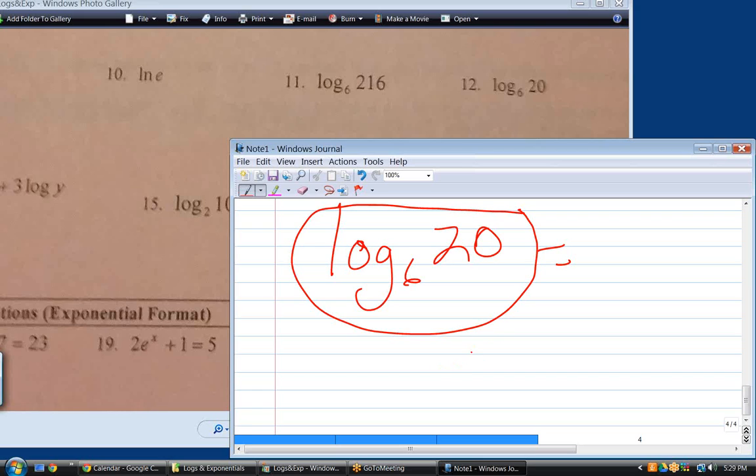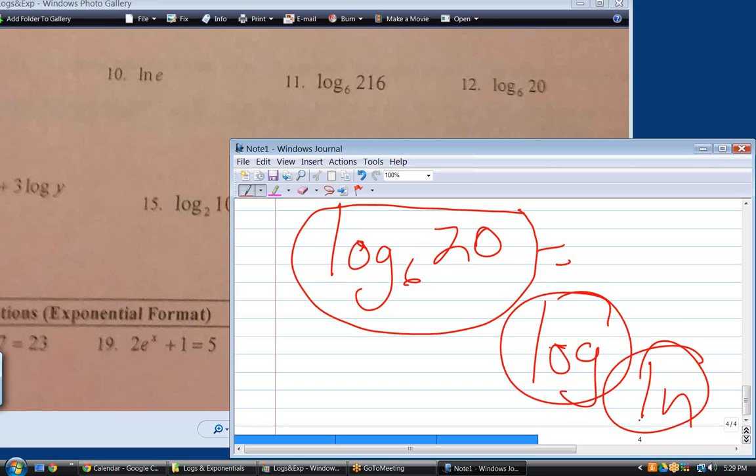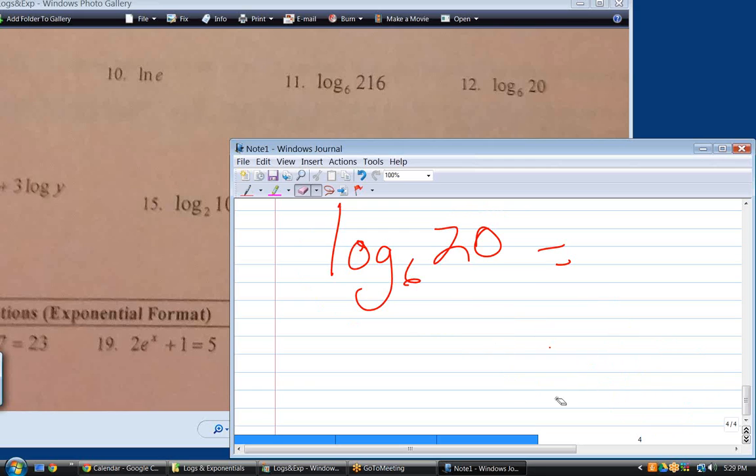Most calculators are going to have a log key and a natural log key. That's common log, base 10. That's natural log, base E. Well, we're dealing with base 6. My calculator doesn't have a log base 6 on it. So I have to remember what the change of base formula is.